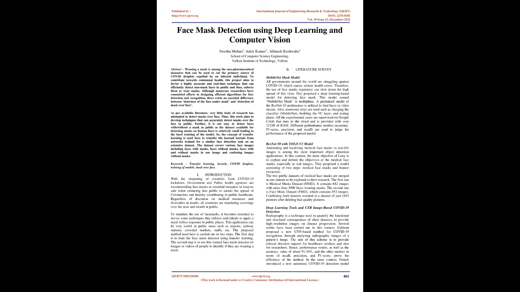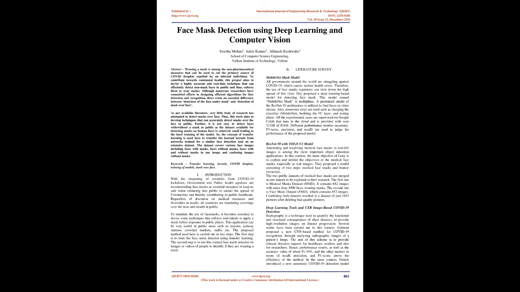Regardless of discourse on medical resources and diversities in masks, all countries are mandating coverings over the nose and mouth in public. To mandate the use of face masks, it becomes essential to devise some techniques that enforce individuals to apply a mask before exposure to public places. This application can be very useful in public areas such as airports, railway stations, crowded markets, malls, etc. The proposed method is carried out in 2 steps. The first step is to train the face mask detector using transfer learning. The second step is to use this trained face mask detector on images or videos of people to identify if they are wearing a mask.